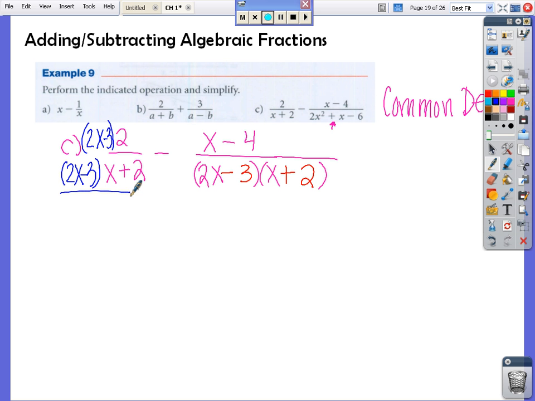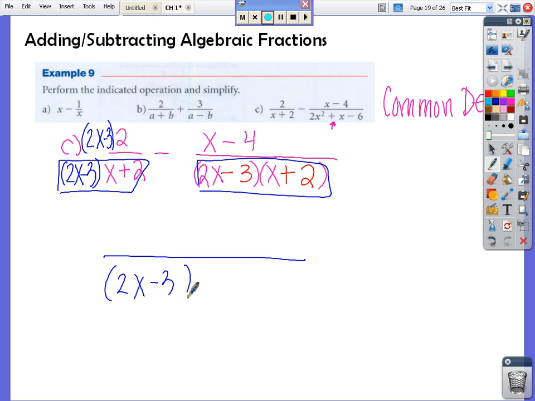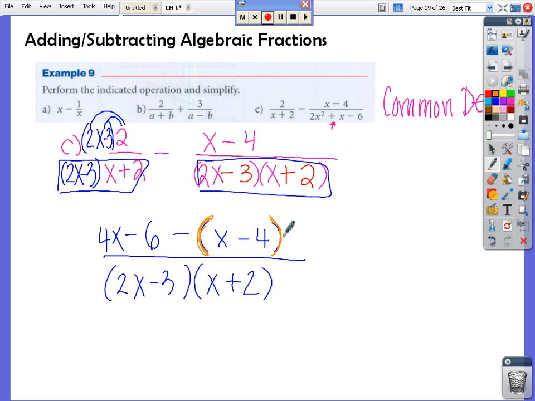You'll notice that this is the same as this. So I'm just going to write the whole thing with a common denominator of 2x minus 3 times x plus 2. And in the numerator, I have 4x minus 6 minus x minus 4. Please make sure you note the parentheses. That is because I'm subtracting the second fraction right here, which means I'm subtracting this whole thing.